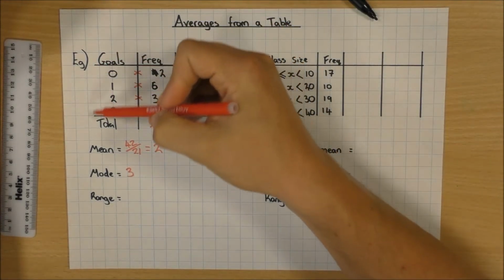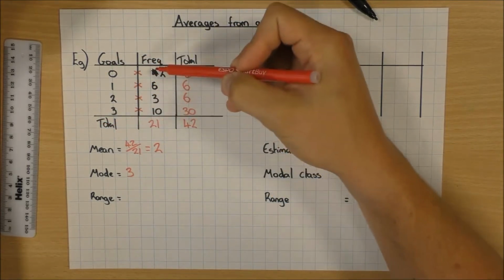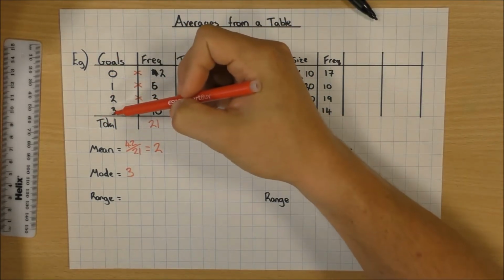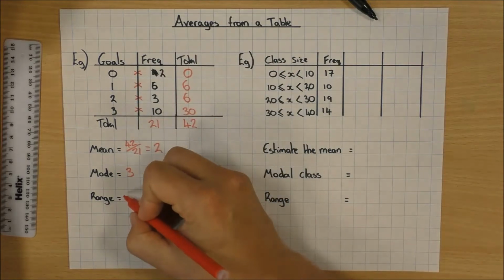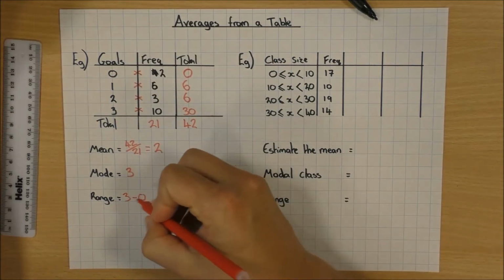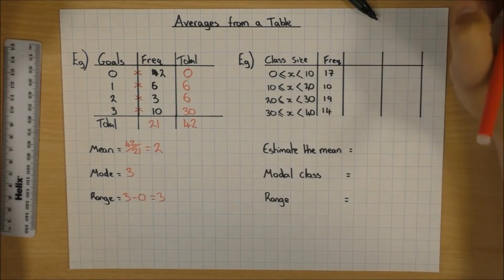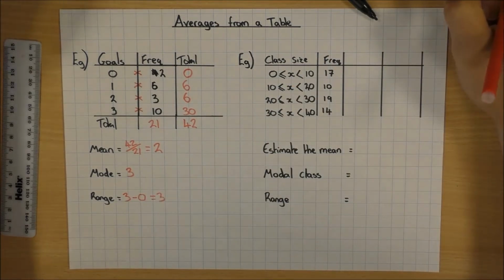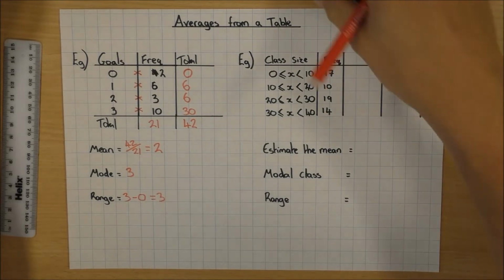And the range, again, look at the goals. A lot of people use the frequency. No, look at the goals. The range, well, the highest number of goals I scored was 3, take away the lowest number of goals, which was 0. So 3 take away 0 is 3. So again, the range is 3. So be careful about those points there.